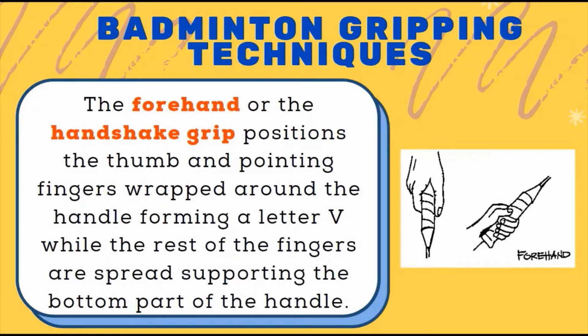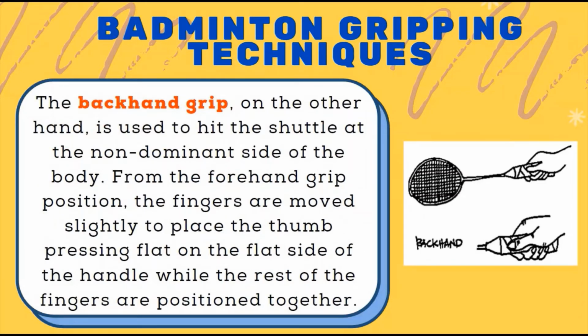Badminton gripping techniques. The forehand or the handshake grip positions the thumb and pointing fingers wrapped around the handle, forming a letter V, while the rest of the fingers are spread, supporting the bottom part of the handle. The backhand grip, on the other hand, is used to hit the shuttle at the non-dominant side of the body. From the forehand grip position, the fingers are moved slightly to place the thumb pressing flat on the flat side of the handle, while the rest of the fingers are positioned together.